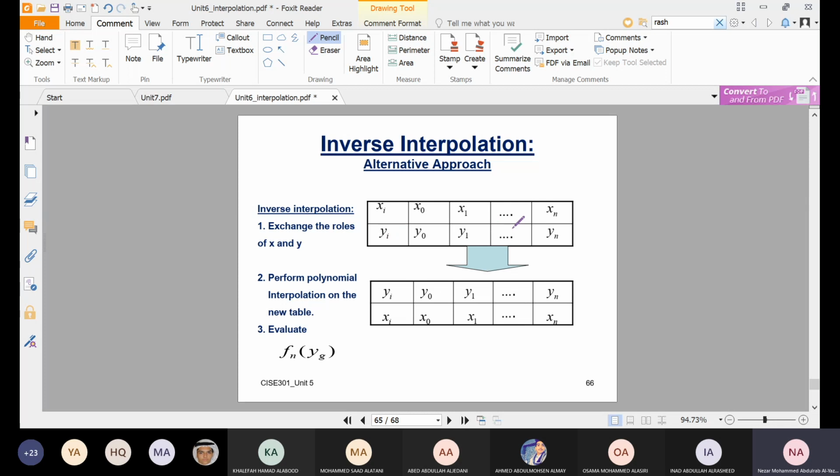This is the x's and this is the y that I have. I just interchange the roles, so that means the y's become the x and the x's become the y's. After that, I will evaluate the function and find the unknown, and I think this is a simple method.